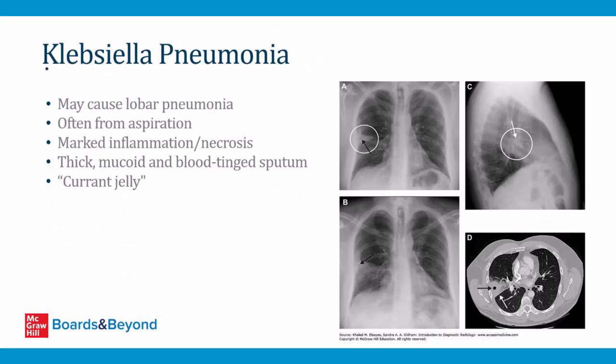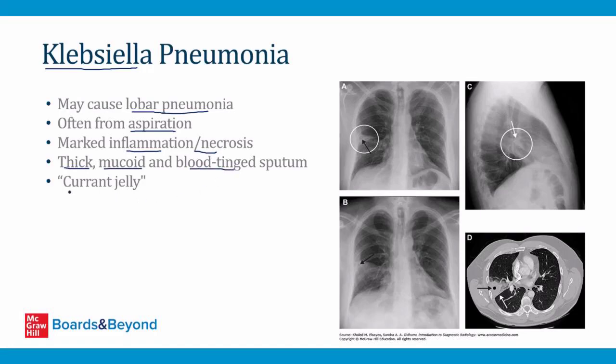Let's talk a little bit about Klebsiella pneumonia. I talk about this in more detail in the infectious disease section. So Klebsiella can cause a lobar pneumonia, and it often develops after aspiration, as we just talked about. And this bacteria is famous for causing lots of inflammation and necrosis, and as a result, it creates sputum that is very thick and filled with mucus, meaning mucoid, and often blood-tinged.